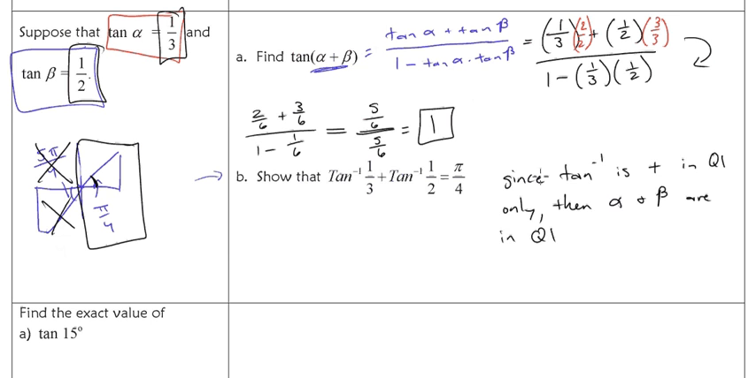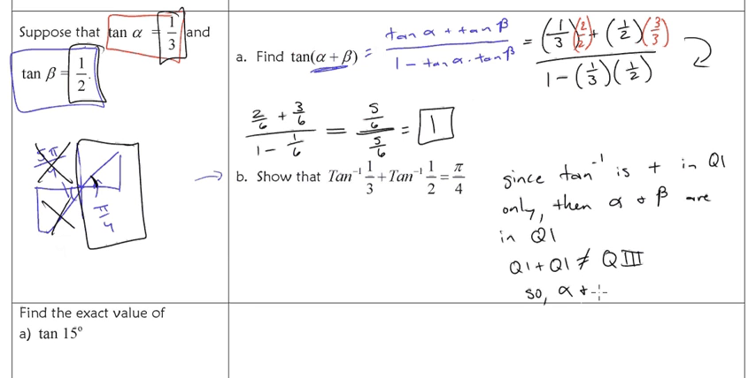quadrant 1 and quadrant 1, if we were to add those two angles up, it wouldn't get us all the way around to quadrant 3. And so quadrant 1 plus something else in quadrant 1, our alpha and our beta, they can't get all the way to quadrant 3. So quadrant 3 does not equal something in quadrant 1 plus something else in quadrant 1.